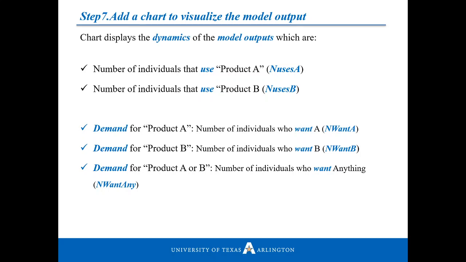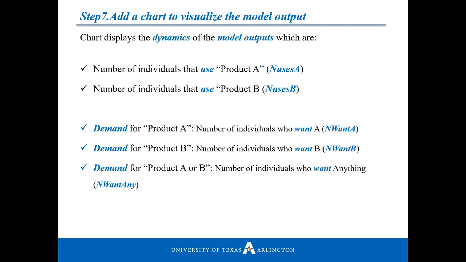Basically, we are interested to know the number of individuals that are using product A and B due to advertising and word of mouth effects. And the other output of the model that we are interested in is that companies A and B need to know what the demand for their product is. So what is the demand for product A? What is the number of individuals who want A? What is the number of individuals who want B? Or what is the number of individuals who want anything that is available in the market? So N want A, N want B, N want anything, right?